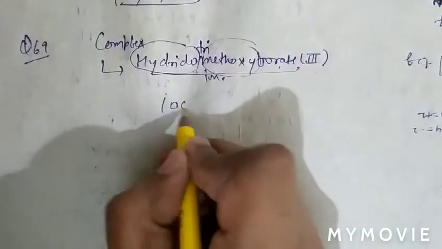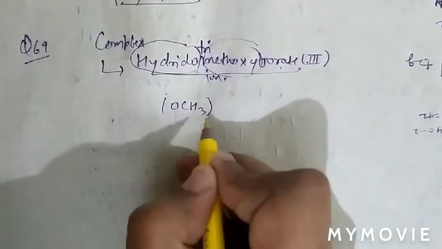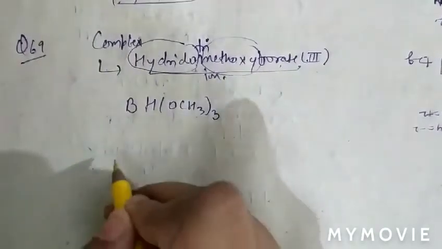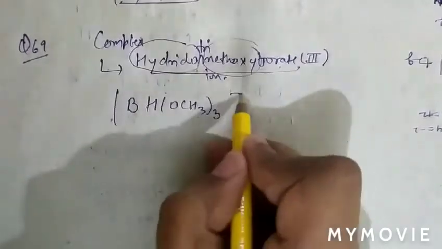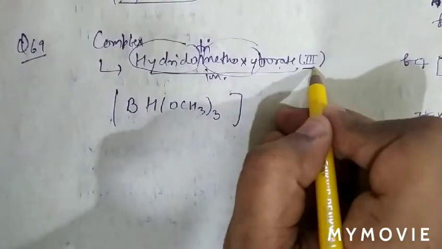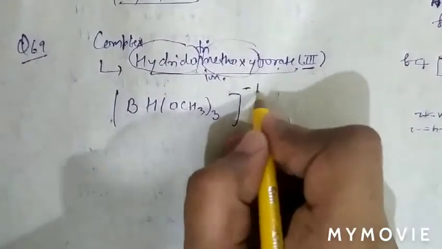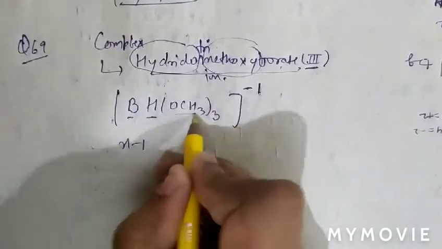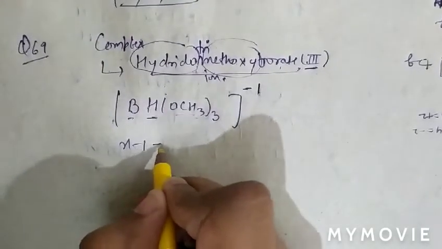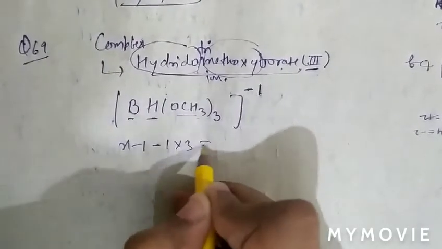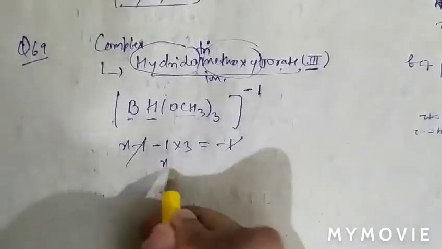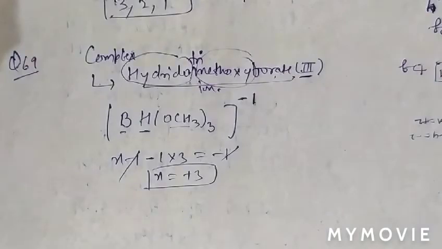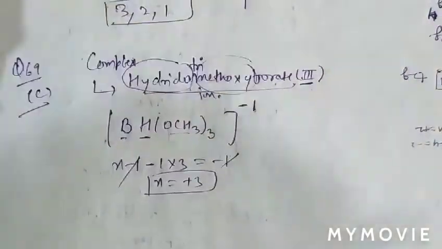OCH3 is the methoxy group and 3 are present, and 1 hydrido and boron. We see that the charge as oxidation state is x, so we will balance the charge. On hydride the charge will be minus 1, and OCH3 also is minus 1, so x plus 1 minus 3 equals minus 1, so x will be equal to plus 3. So the correct option for question number 69 is option C.